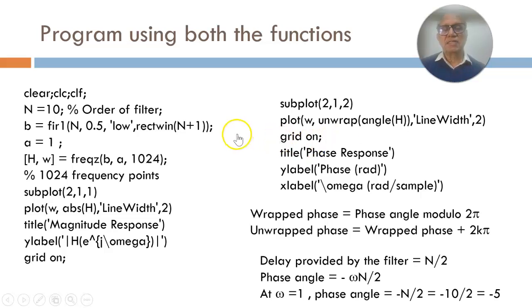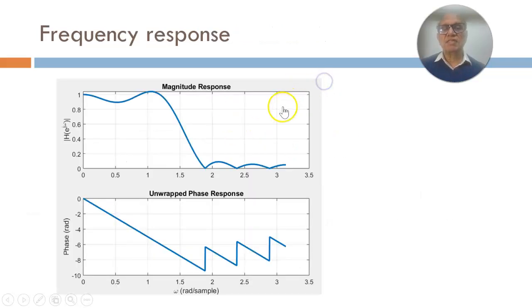Alright. So let us now execute this program, and this is the result that we obtain. This is the magnitude response. Remember our cutoff frequency was pi by 2, so really the range of interest is from 0 to pi by 2. This entire plot is from 0 to pi, note 3.14 and so on. You can see that in this case the unwrapped phase response is continuously decreasing linearly, and at omega equal to 1, you get minus 5 as calculated.